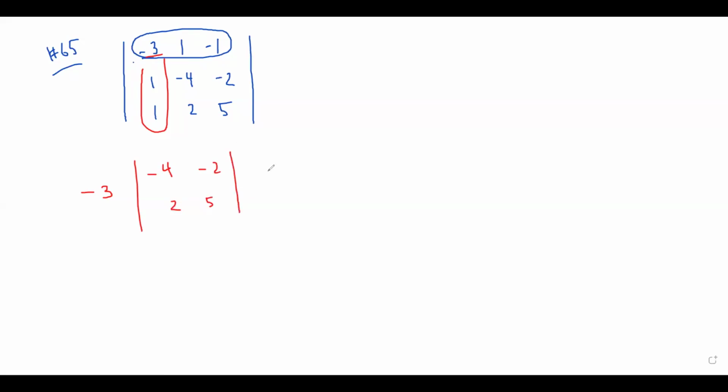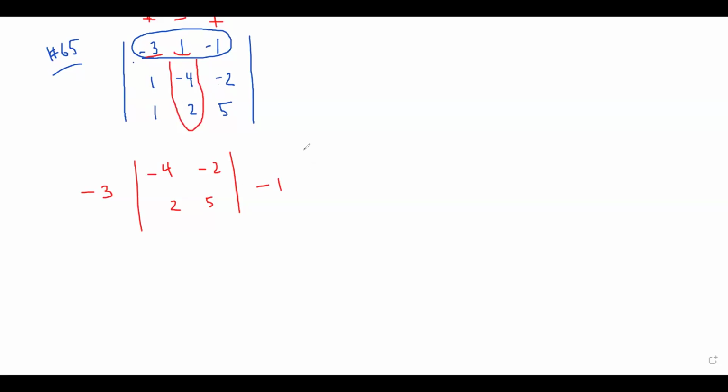The next number now will come with a minus sign. Remember, signs plus, minus, plus. So we'll have to change the sign here to -1. And now I'm going to disregard that first column, but take the second column. So now I'm dealing with this number 1.